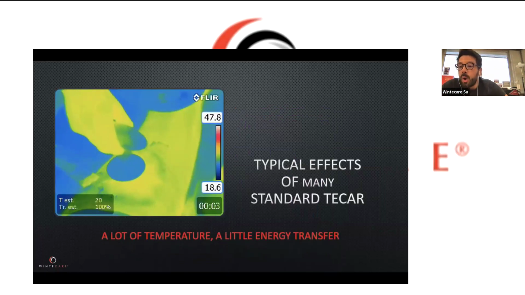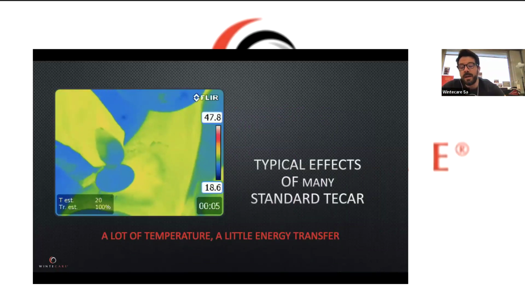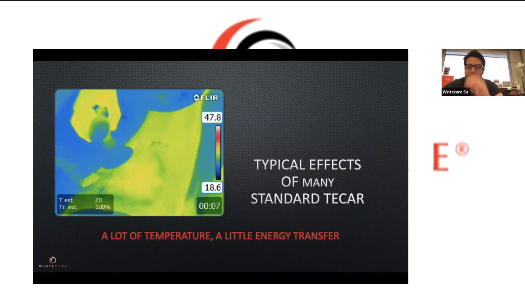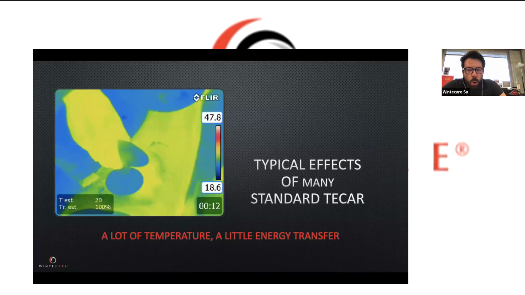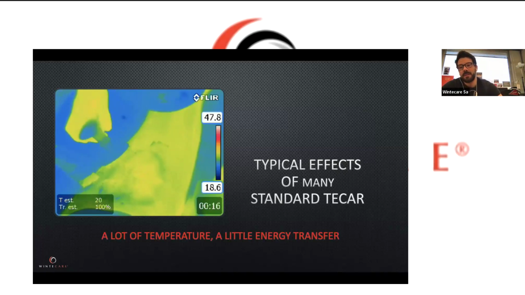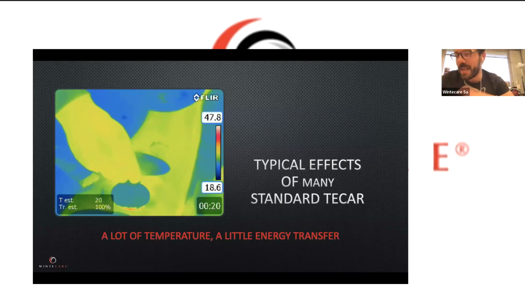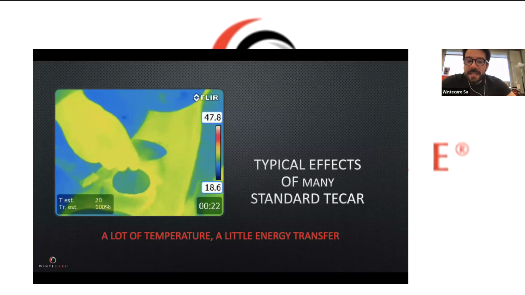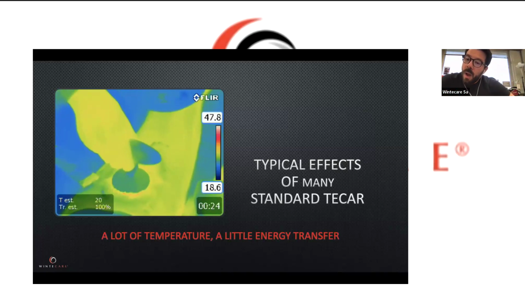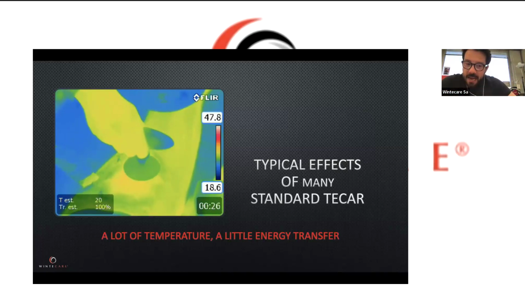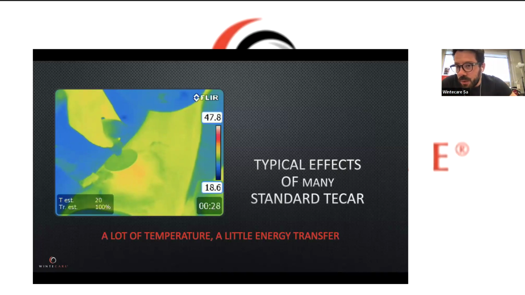Do you recall we were speaking about the fact that a bad tecar is accumulating all the energy on the surface and not that much in depth? This is the example, okay? This is not a T plus, it's another device. What we can see is as soon as we start transferring the energy, the tissue remains at the same temperature of the baseline, more or less.